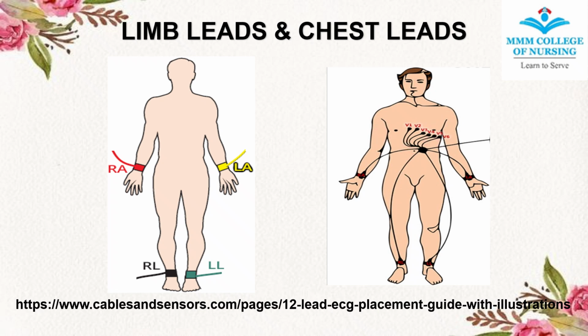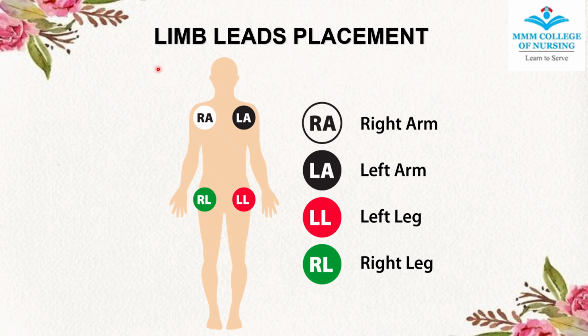To talk about the limb lead placement, we have 4 electrode positions on all 4 extremities. The right arm electrode can be positioned anywhere between the right shoulder and right wrist. Similarly, the left arm electrode can be positioned anywhere between the left shoulder and left wrist. For the lower extremities, the right leg electrode can be positioned anywhere below the right torso and above the right ankle, and the left leg electrode anywhere below the left torso and above the left ankle.